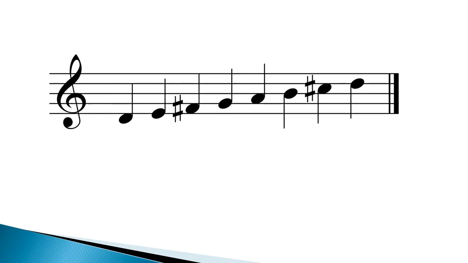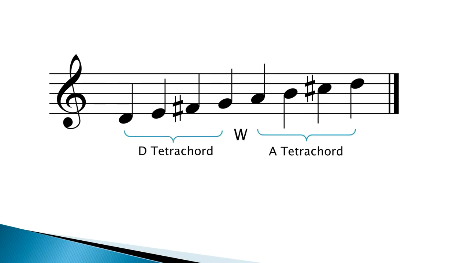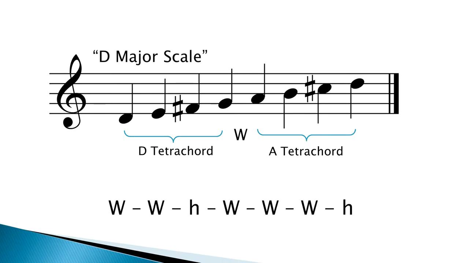Another example is here. We start with the D tetrachord, insert a whole step, then add an A tetrachord. We know we have to use the A tetrachord because A is a whole step away from the last note of the D tetrachord, which is G. This satisfies our formula, and since this major scale starts on D, we call this the D major scale.